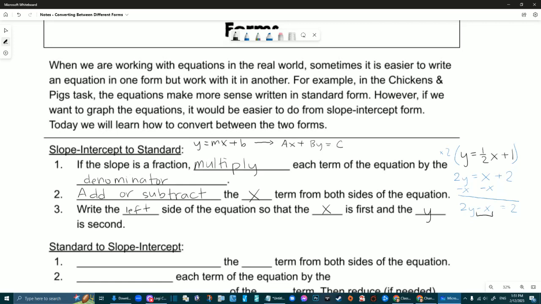This 2y is positive, even though we didn't write that positive down. So when I move the 2y, I have to move that positive with it. So that would give us minus x plus 2y equals 2. And that is a standard form equation. A number times x plus a number times y equals a number.